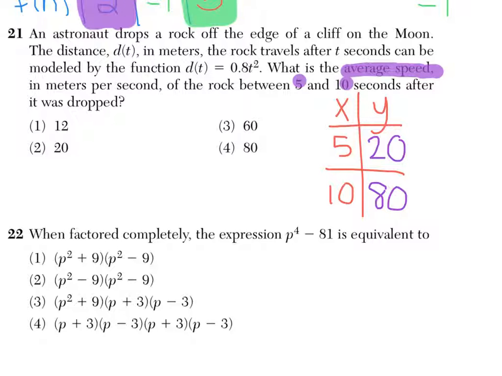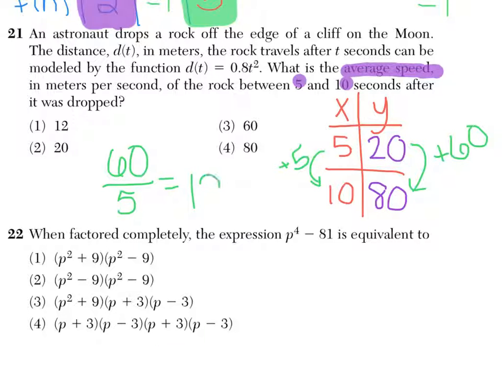Next, we need to find out how the x changed and how the y changed. Since to get from 20 to 80 we added 60, and from 5 to 10 we added 5, my average rate of change between those 2 points would be 60 divided by 5, which is 12.